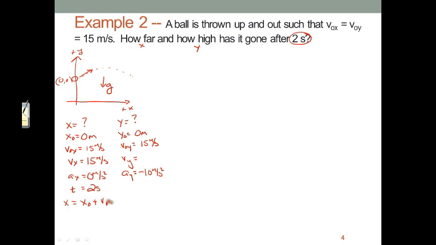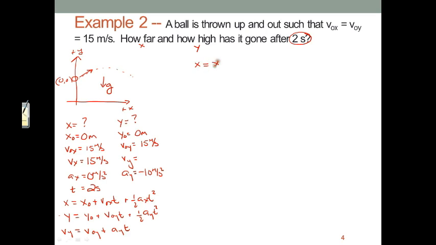Again, for reference, I'm writing out the constant acceleration equations. So I want to know x and y. I look and I have one equation that involves x, another equation that involves y. Those have to be the two equations that I use.